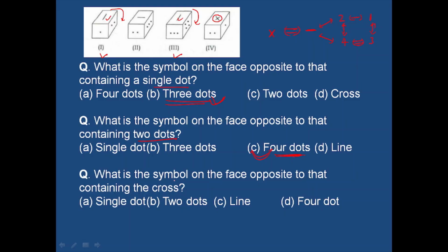Now what is the symbol on the face opposite to that containing a cross? The surface containing cross will be opposite to the surface containing a line. So here option C will be the right answer.